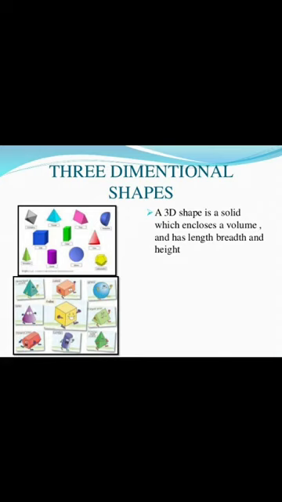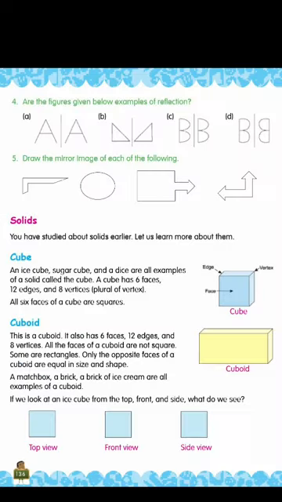Now our next topic is the three-dimensional shapes, which we name as solids. A three-dimensional or 3D shape is a solid which encloses a volume, which has a volume and has a length, breadth and height. Now they have three dimensions. These solids.